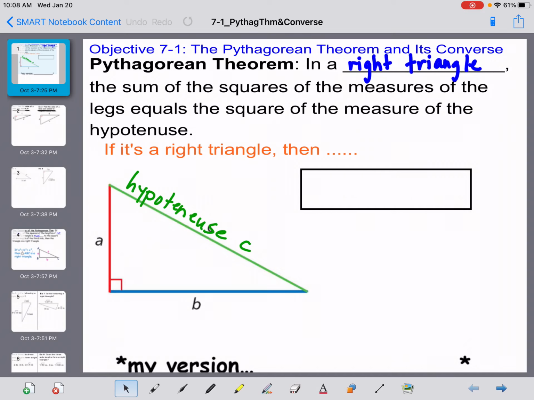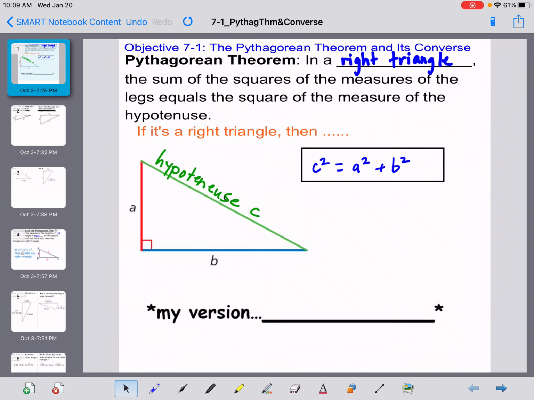Okay, so today we're going to talk about the Pythagorean Theorem and its converse. So the Pythagorean Theorem simply says, in a right triangle, the sum of the squares of the measures of the legs equals the square of the measure of the hypotenuse. So if you know that you have a right triangle, then you can simply say that c squared equals a squared plus b squared. We've got our triangle here labeled with the red side A, blue side B, and then the hypotenuse is C.